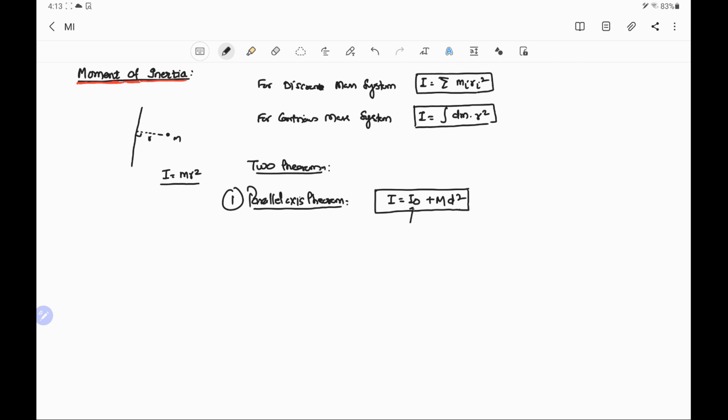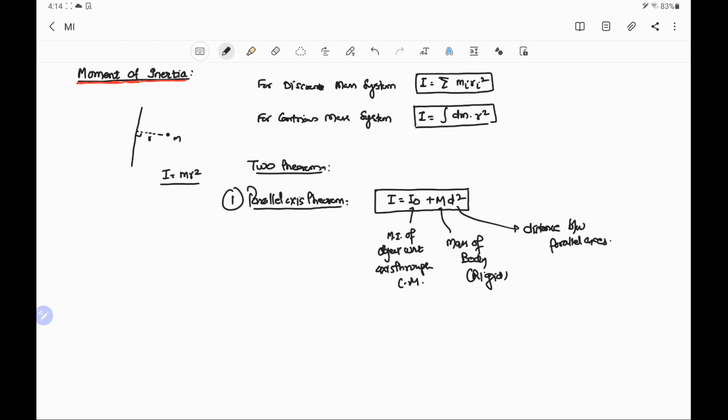Where I naught is the moment of inertia of the object with respect to the axis through the center of mass, and m is the mass of the body, that is a rigid body, and d is the distance between the parallel axes. So this theorem we will use to find the moment of inertia in many cases.